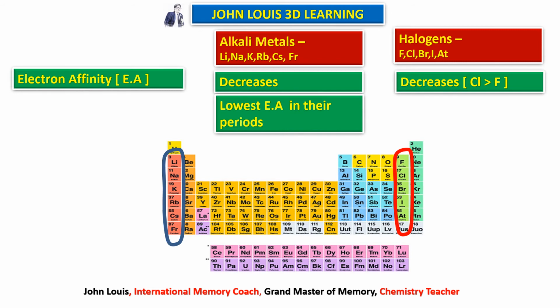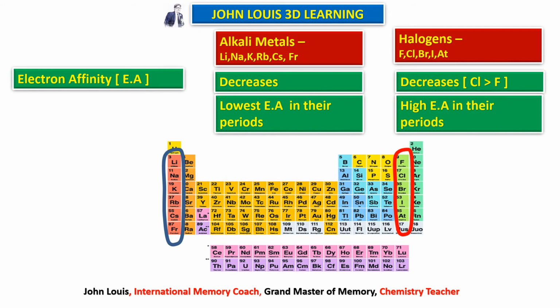And the lowest electron affinity in their period: alkali metals will have the lowest electron affinity in the entire period. What about halogens? They have high electron affinity in their periods.